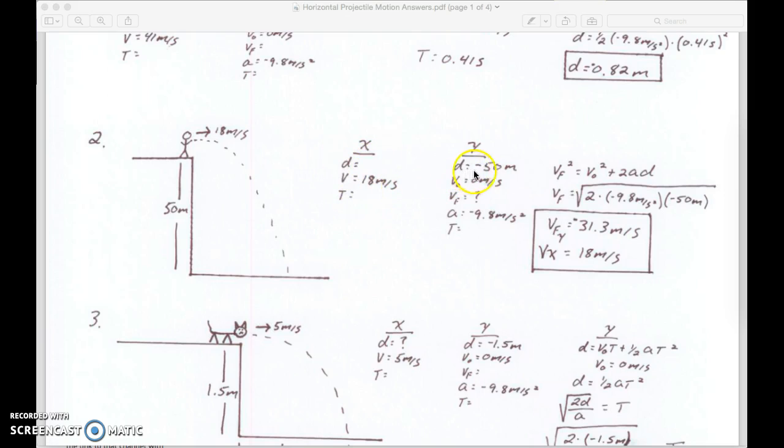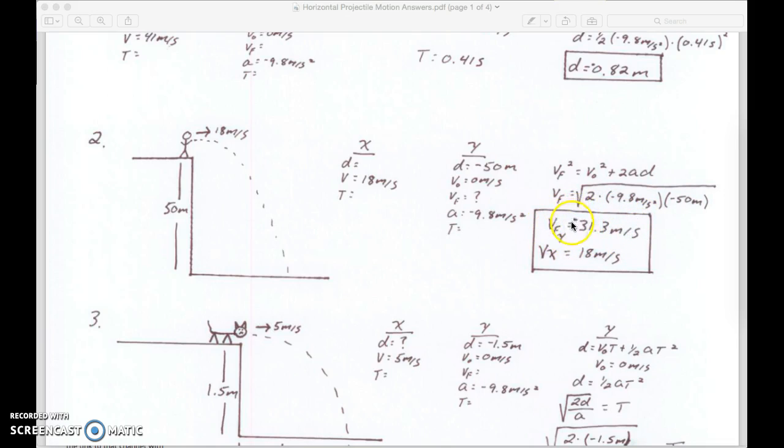In the y direction, I know it's going to fall 50 meters. The initial speed in the y direction is 0 because it's being thrown horizontally. The acceleration is negative 9.8 meters per second squared, and I'm solving for Vf. I'm going to use the fourth kinematics equation, Vf squared equals V naught squared plus 2ad. V naught is 0, so that term just goes away, and I get Vf equals the square root of 2 times the acceleration, negative 9.8 meters per second squared, times the displacement, which is negative 50 meters, and that gives me a final velocity in the y of negative 31.3 meters per second.